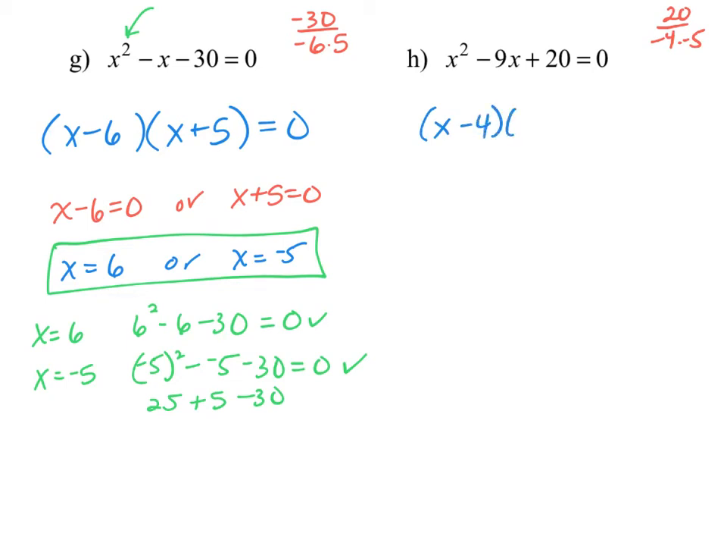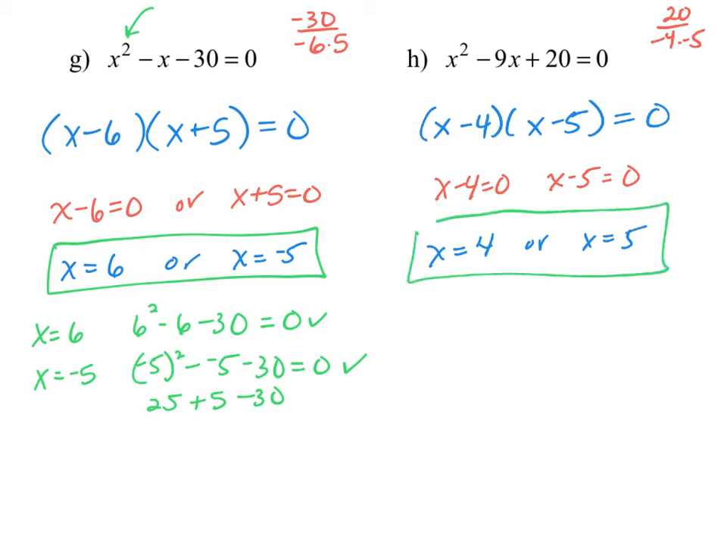So we factor, we find the factors x minus 4 and x minus 5 equal to 0, and now we can set each factor equal to 0 to get x minus 4 equals 0, or x minus 5 is equal to 0. By solving each of these, we find the solutions, x equals 4, or x is equal to 5.